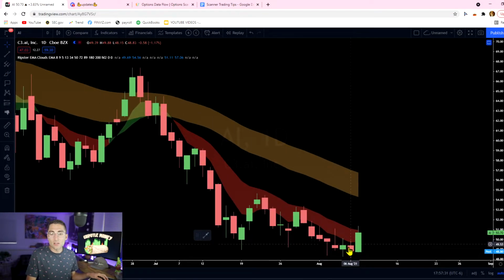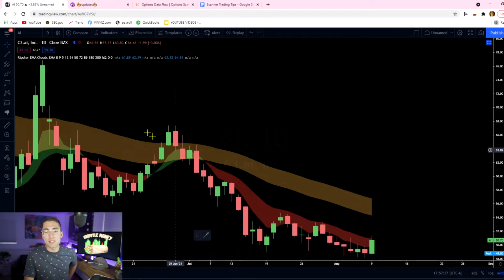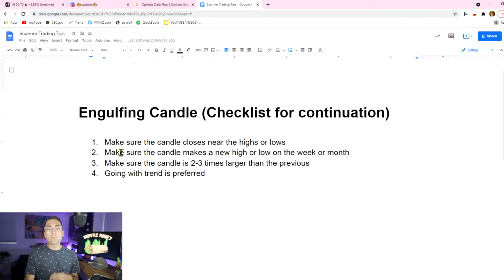You can see it closes engulfing. So it engulfed the last 3 or 4, even 5 candles on the bottom. This one is going against the trend. So it is 2 times, 3 times larger than those candles. So it is meeting most of the criteria.